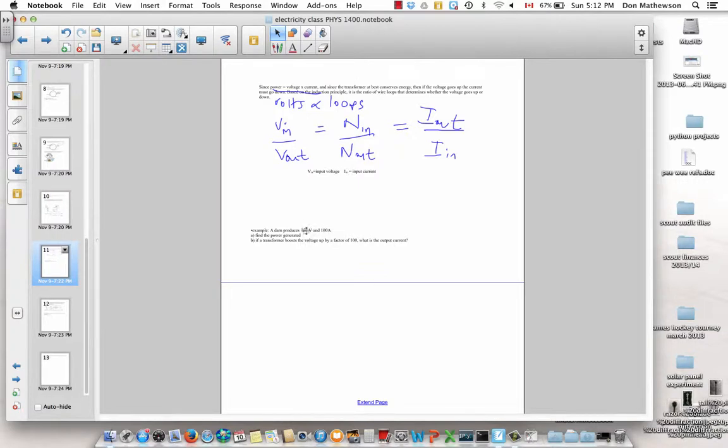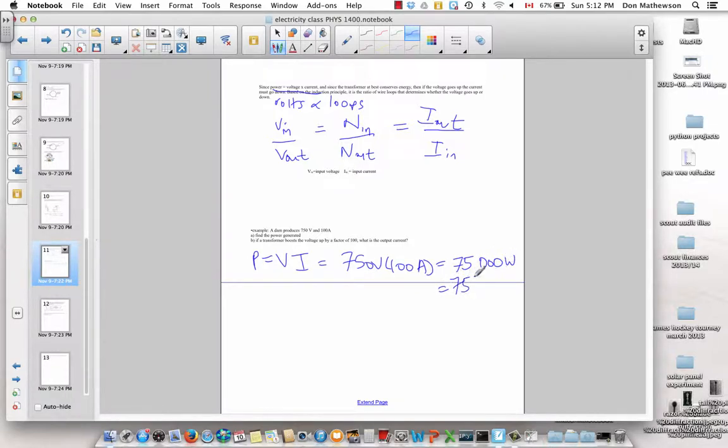All right, so here's an example. We have a dam producing 750 volts and 100 amps. First task, find the power generated. Well, power is the product of voltage and current. 750 volts times 100 amps gives us 75,000 watts, or 75 kilowatts.